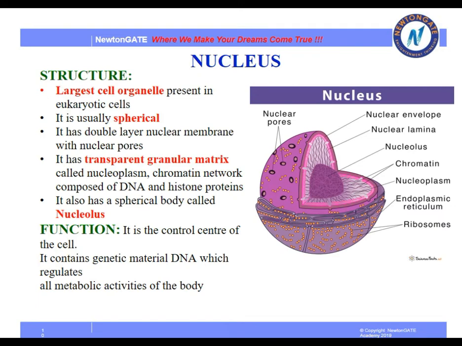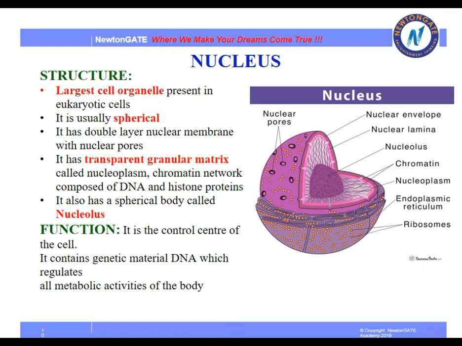Nucleus is referred to as the brain of the cell as it contains the genetic information. Nucleus is the largest cell organelle present in all the eukaryotic cells. It is usually spherical, has a double layer nuclear membrane with nuclear pores, has a transparent granular matrix called nucleoplasm, and a chromatin network that is composed of DNA and histone protein.